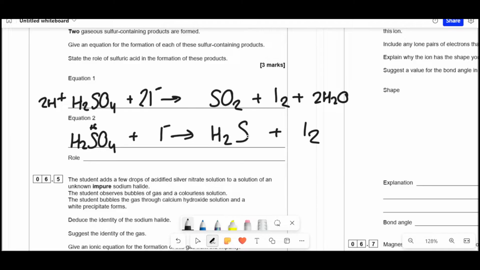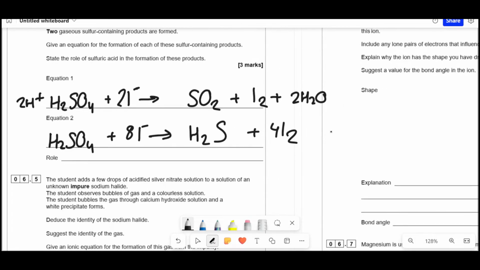Right? So if we're going from +6 to -2, it means that this sulfur needs to gain 8 electrons, and that all comes from here. So that means this is giving away 1 electron, and we need 8 of them. It's going to be 8 here. So that means we've got 8 there, we've got 4 I2 there. And then we just do the same. So the sulfurs are balanced out.